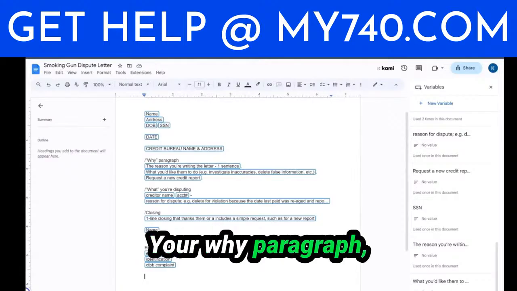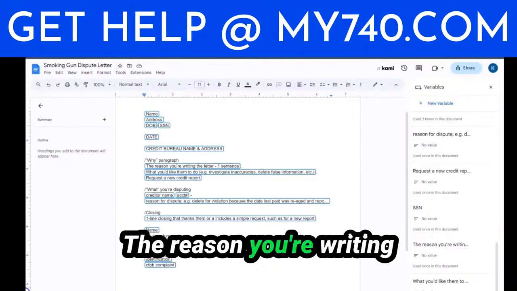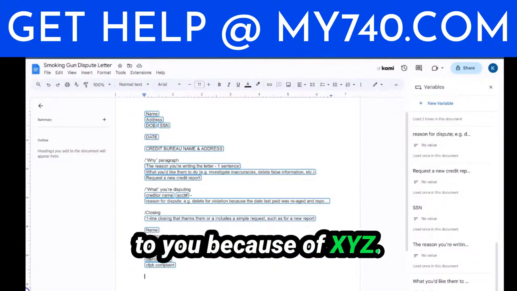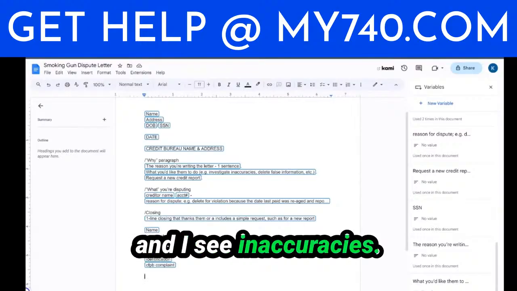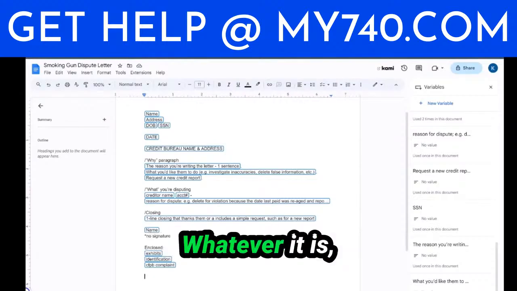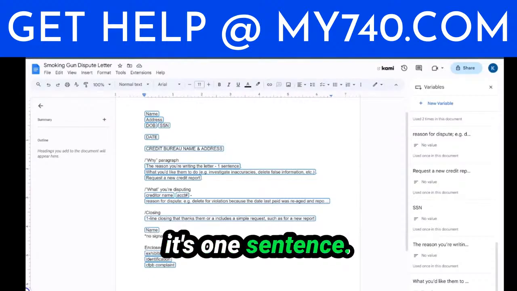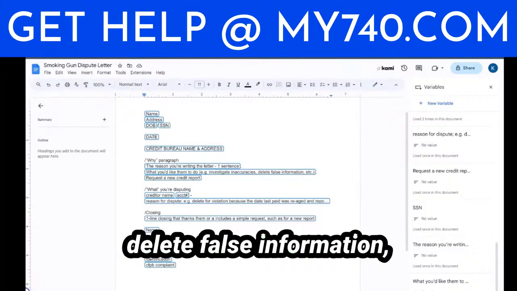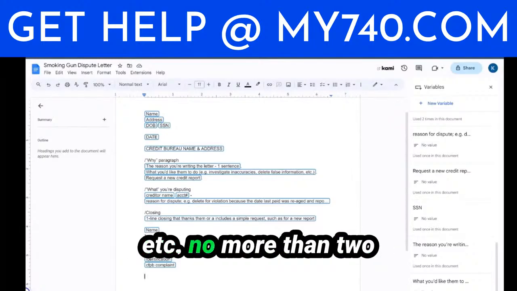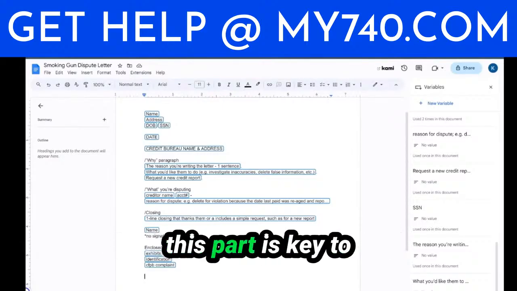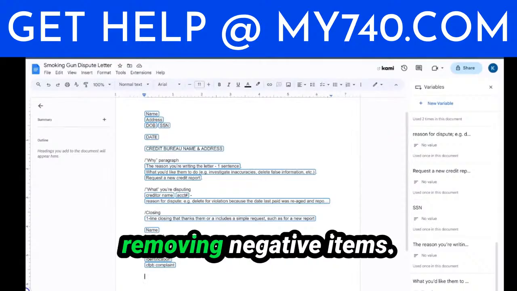Your why paragraph has 3 parts. The reason you're writing the letter, 1 sentence. I'm writing this dispute to you because of XYZ. I pulled my credit report and I see inaccuracies. I'm getting a job and you have my personal information incorrect. Whatever it is, it's 1 sentence. The second thing is what you want them to do. Investigate inaccuracies, delete false information, etc. No more than 2 sentences, and then request a new credit report. This part is key to removing negative items.